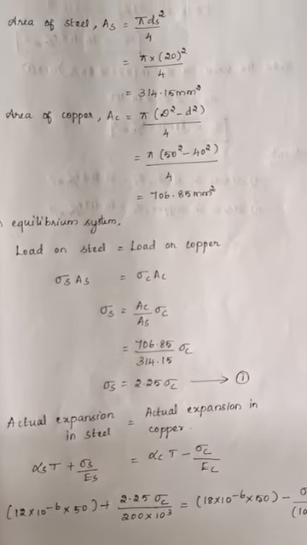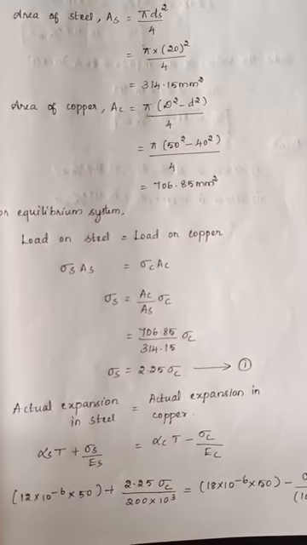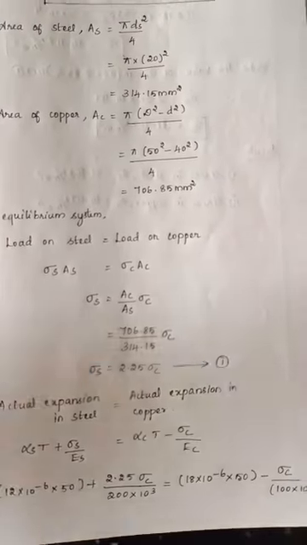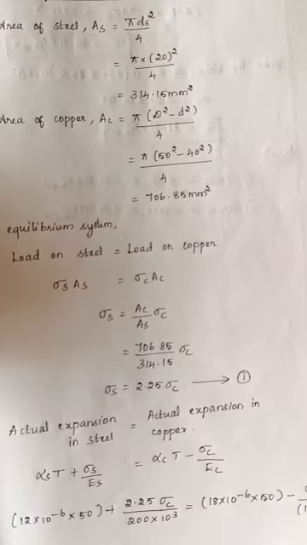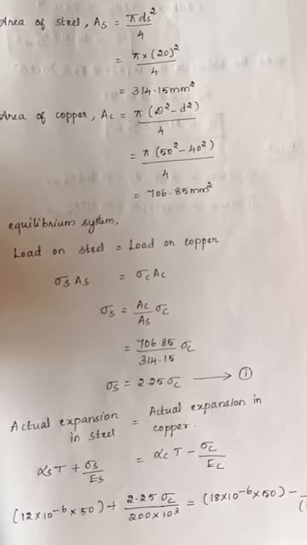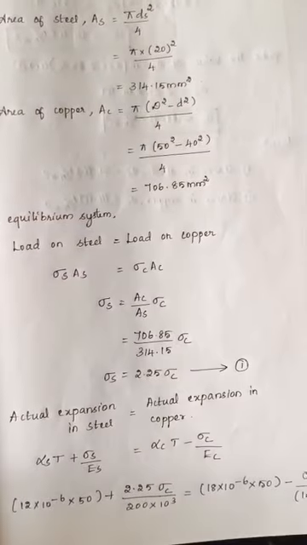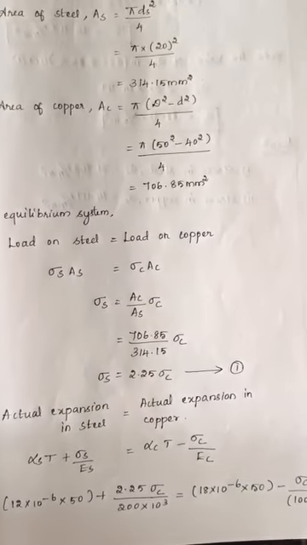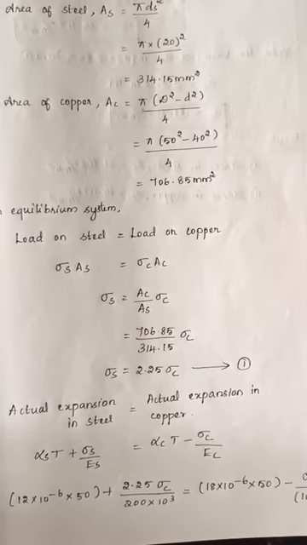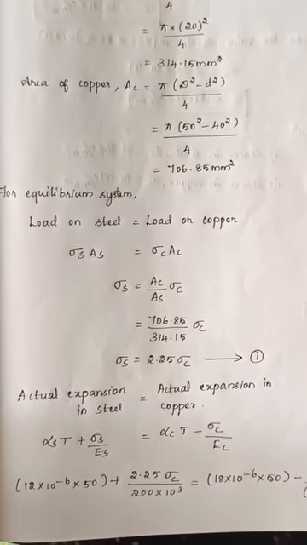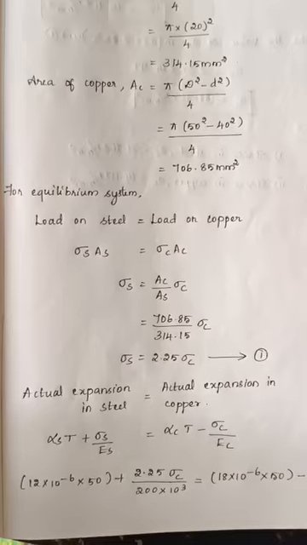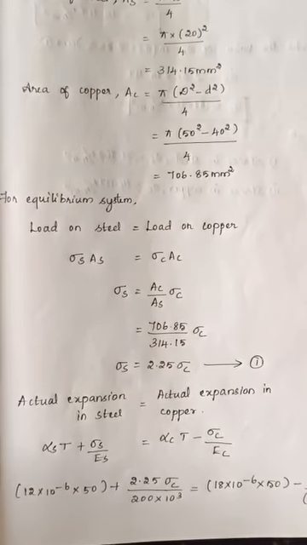Same like that, area of copper. Here they give both external diameter and internal diameter for copper. Therefore, the formula becomes pi into capital D square minus small d square by 4. The value is given. For capital D, the value is 50 mm and for small d, the value is 40 mm. Substitute the values, we get the area for copper Ac equal to 706.85 mm square.